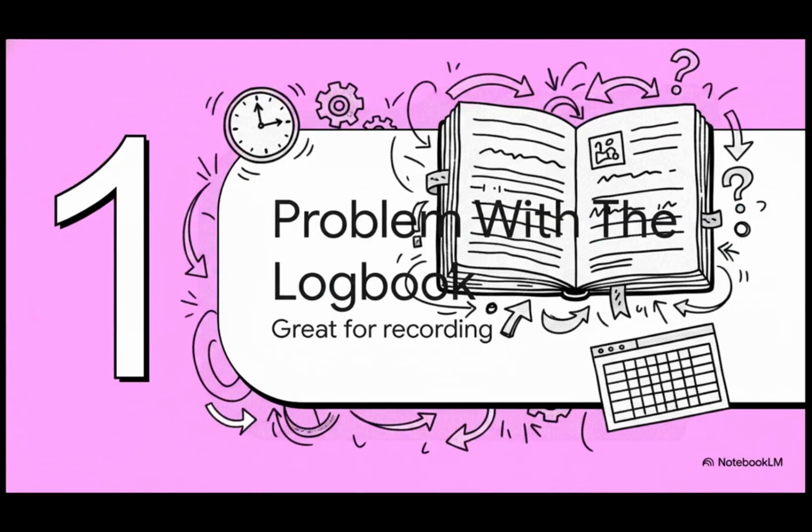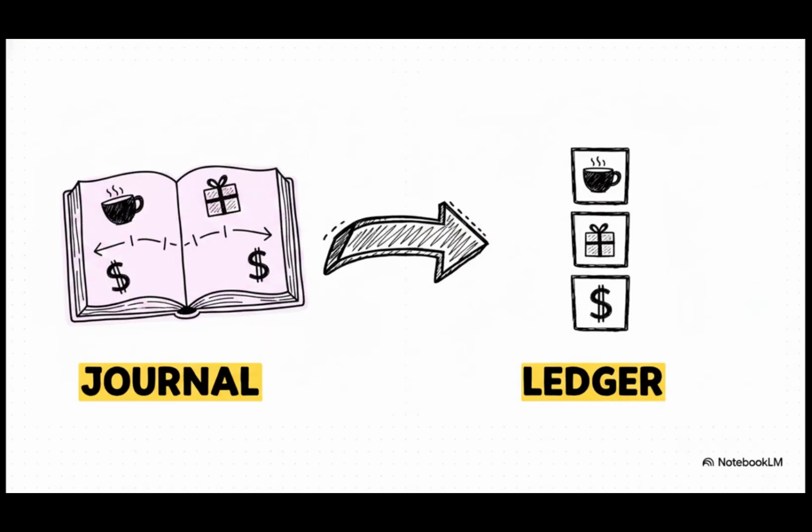Okay, so let's start with that logbook. In accounting, we call it the journal. And look, it's absolutely essential. You need it to capture every single thing as it happens. But here's the catch. It's fantastic for recording, but it is awful for summarizing. And this is really the key difference. Your journal, that's your diary.